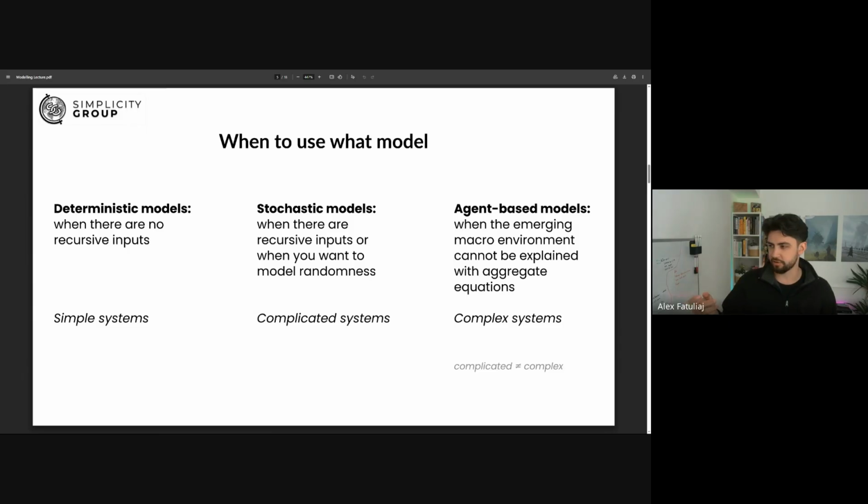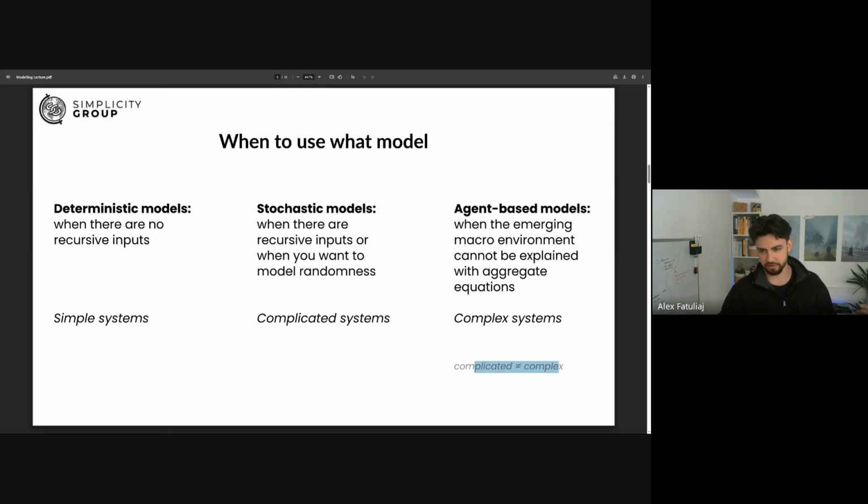Maybe you don't want to say you're going to have 1 million users each buying $10 worth of tokens, but maybe it's 1 million users plus minus 100K buying $10 plus minus $5. So you have that randomness, and that's what you want to model out. And it's used for complicated systems. And agent-based models are for when the emerging macro environment cannot be explained with aggregate equations, which is, in other words, one of the definitions of a complex system.